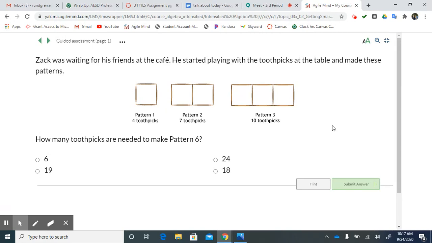For the guided assessment, Zach was waiting for his friends at the cafe. He started playing with toothpicks at the table and made these patterns. How many toothpicks are needed to make pattern 6?